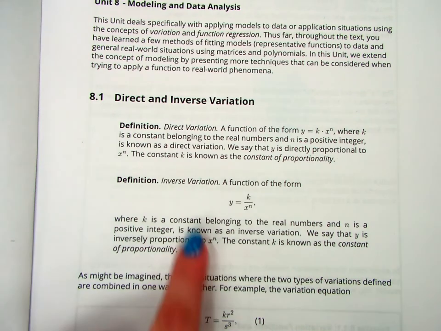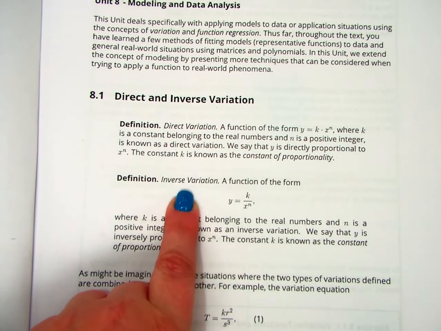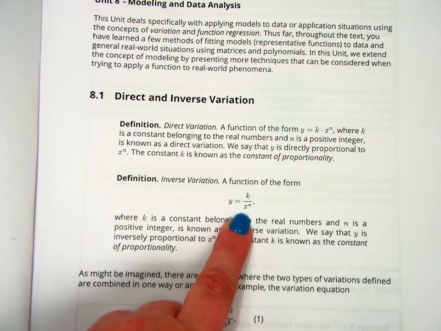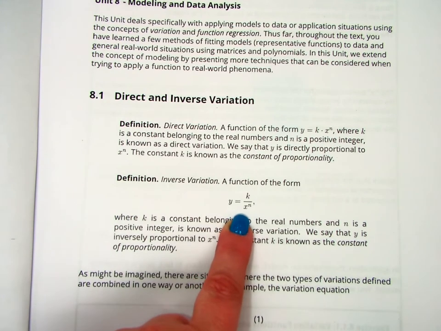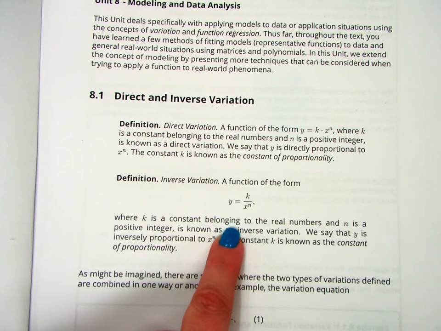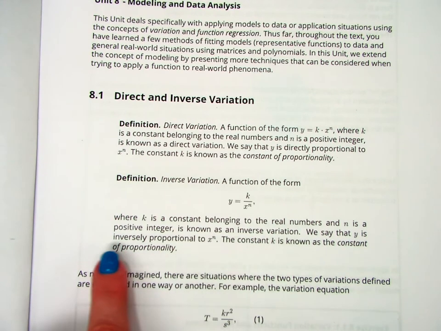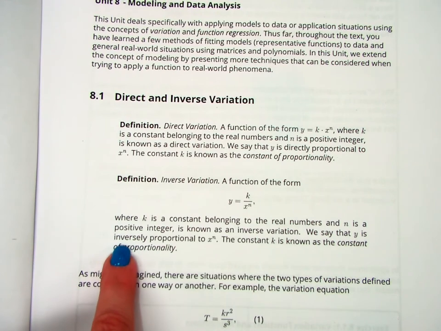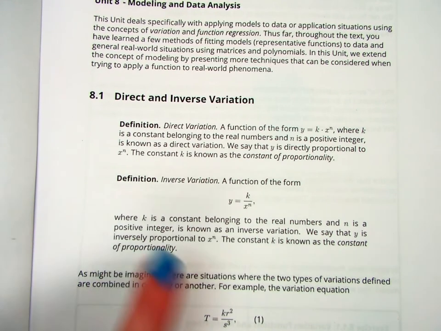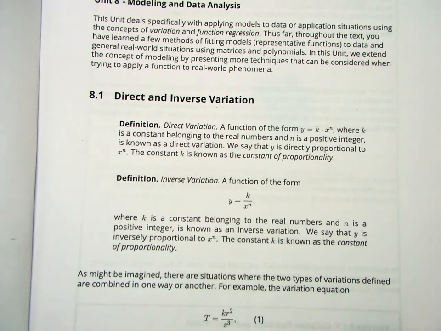It never changes. Your inverse variation is almost the same, except instead of multiplying k by x to the n, now we're going to divide k by x to the n power. Other than that, everything's the same. K is still a constant belonging to real numbers. N is still a positive integer. And this time we call it inverse variation when that variable is on the bottom of the fraction, in the denominator. We say y is inversely proportional to x to the n. And again, k is still the constant of proportionality.